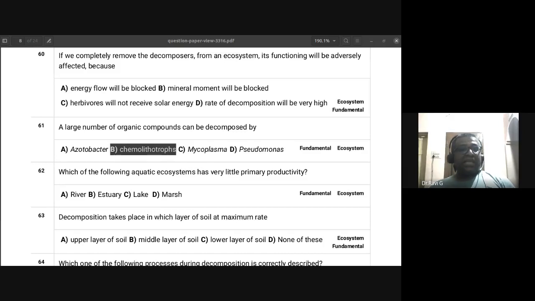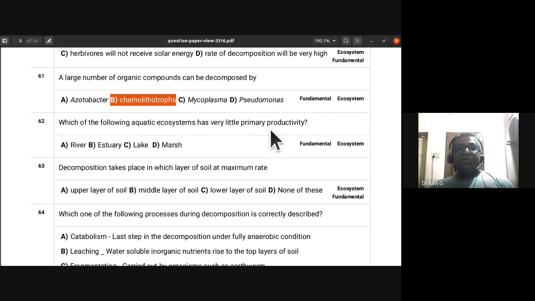So 62nd, which of the following aquatic ecosystems has very little primary productivity? The answer is river because it is always in a state of flow. So very little primary productivity you can notice in river, whereas the primary productivity in stagnant water or still water is more. So 62nd, A has very little primary productivity.